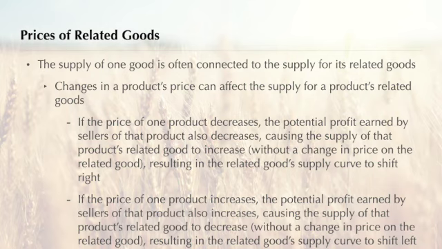Likewise, if the price of wheat were to rise relative to corn, most farmers would choose to plant wheat instead of corn in order to earn more profit. The rise in the price of wheat would result in a decrease in the supply of corn. The corn supply curve then would shift to the left.